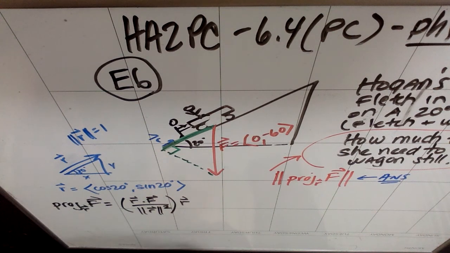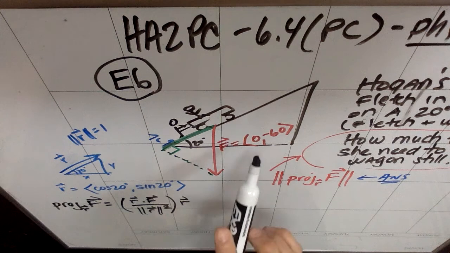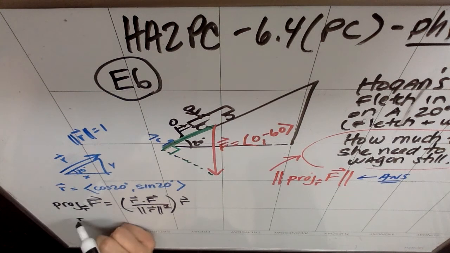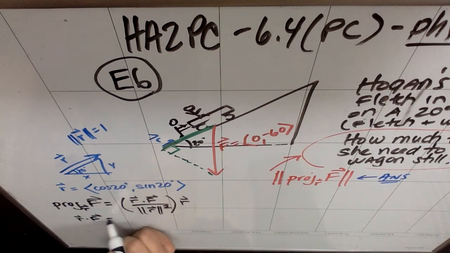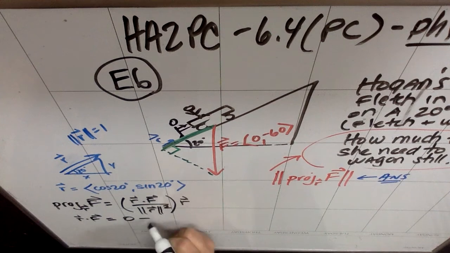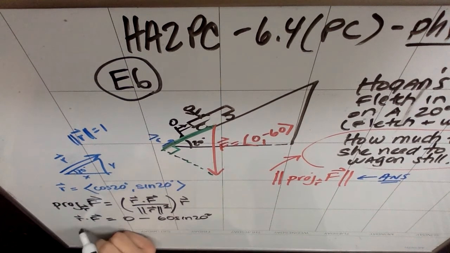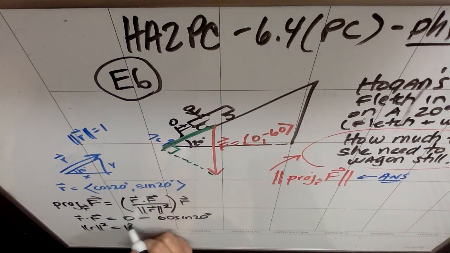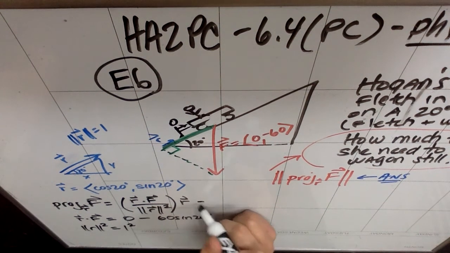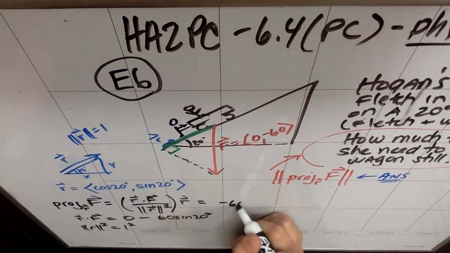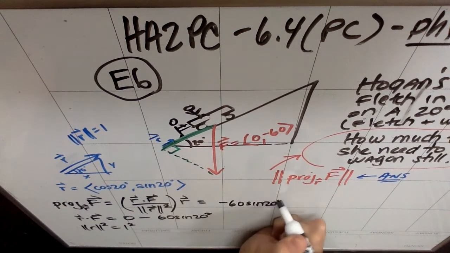So I'm going to go ahead and do r dot F. Now what I want you to notice is F is 0, negative 60. So it seems to me that r dot F is going to end up being a 0 minus a 60 times the sine of 20 degrees. And I already know that the magnitude of r is a 1, so the magnitude of r squared is still a 1. So this is just a negative 60 times the sine of 20 degrees.